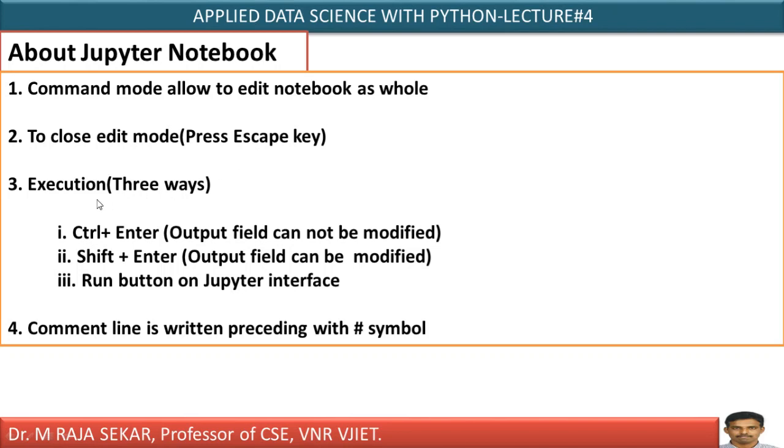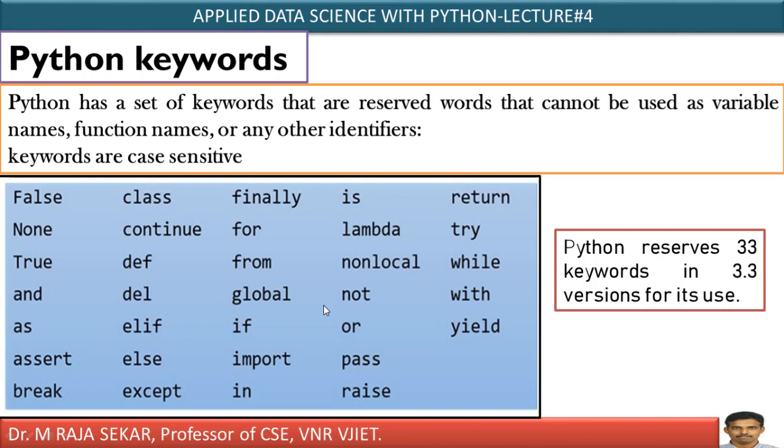Escape key. Execution. You can execute code in three ways, either by pressing Control Enter, where the output field cannot be modified. Even you can execute with Shift Enter, where the output field can be modified. You can execute code by using the Run button on the Jupyter interface. You can find that button. We will see. Anyway, we will try to understand. Comment lines are written preceded with the hash symbol.